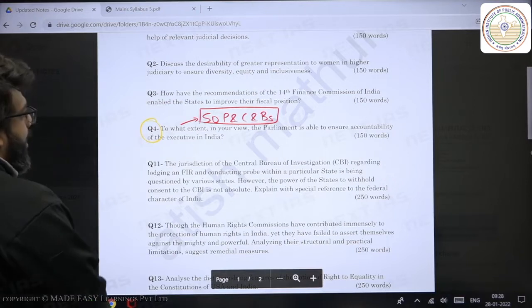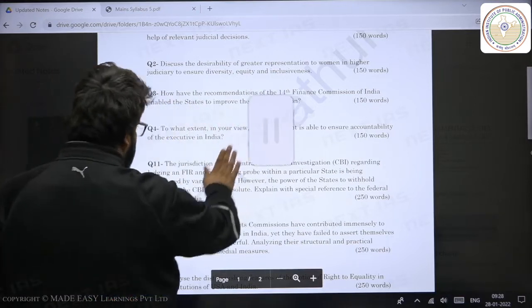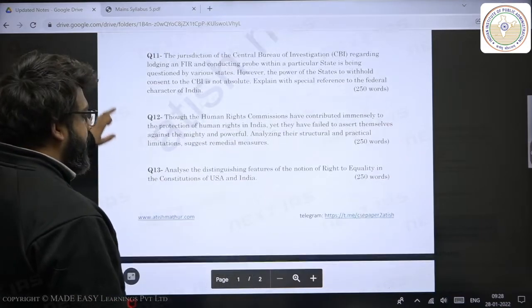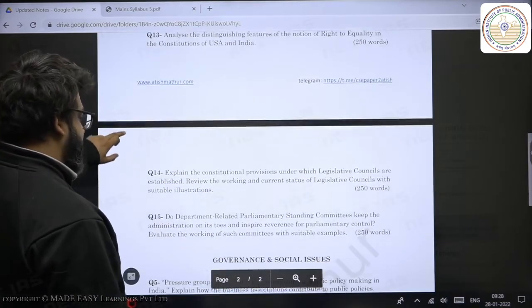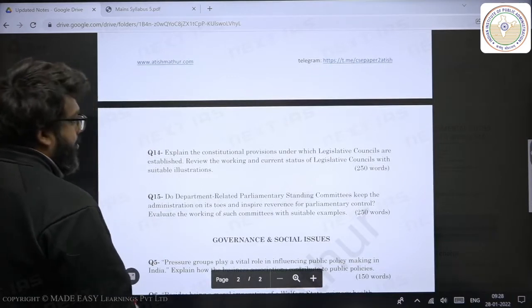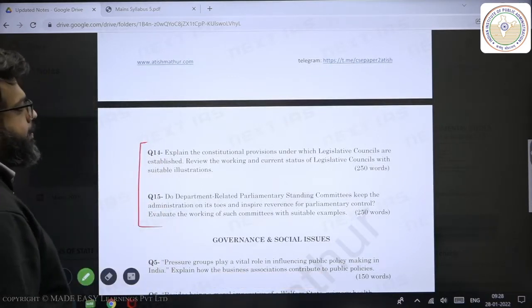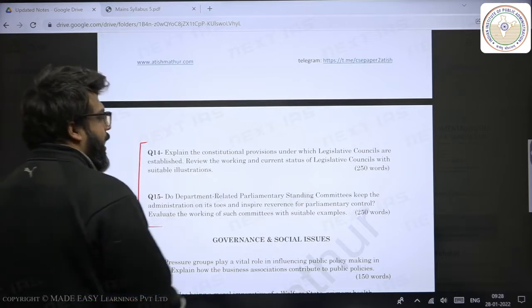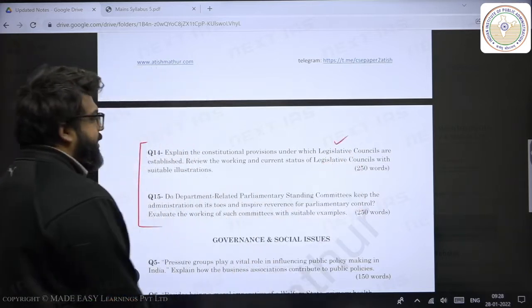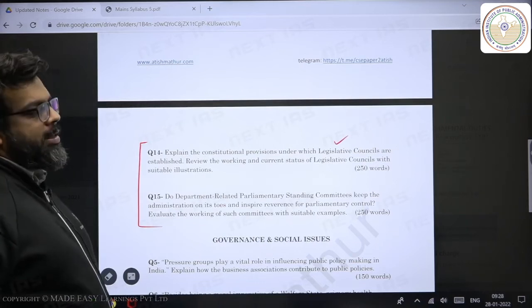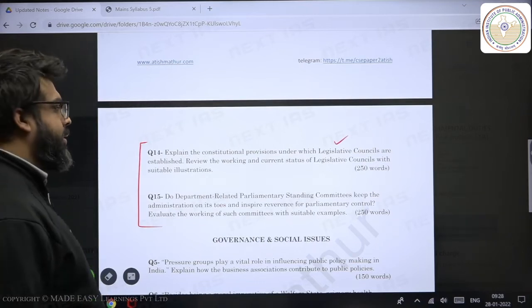Okay. Now, apart from this, there was, I think, a question on state legislative councils also this year. Yes, and departmentally, both of your 250 mark words. Explain the constitutional provisions under which legislative councils are established. Review the working and the current status of legislative councils with suitable illustrations.